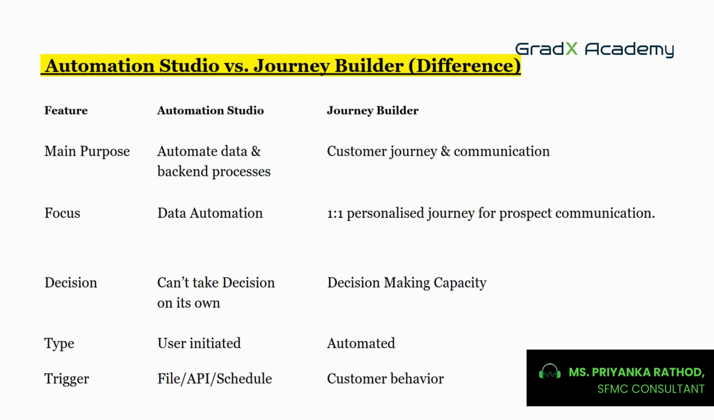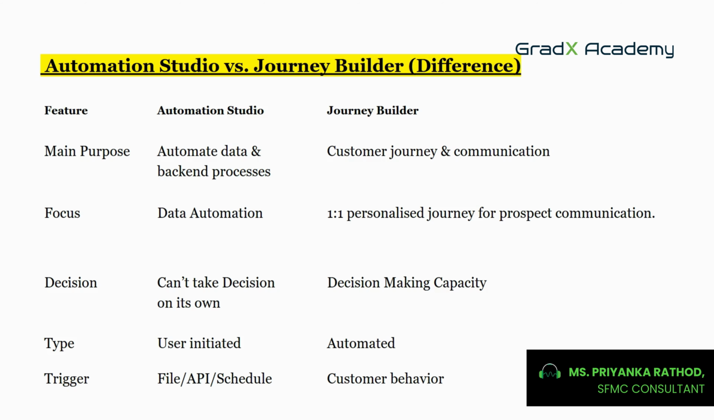Now, what is the difference between Automation Studio and Journey Builder? What we have learned is what Automation Studio does. Automation Studio can do multi-step marketing. It can send email, SMS, and push notifications. Automation Studio can filter the data and segment the data. We can fetch, import, transfer, and load the data. So whatever we want to do with data, we can do from Automation Studio.